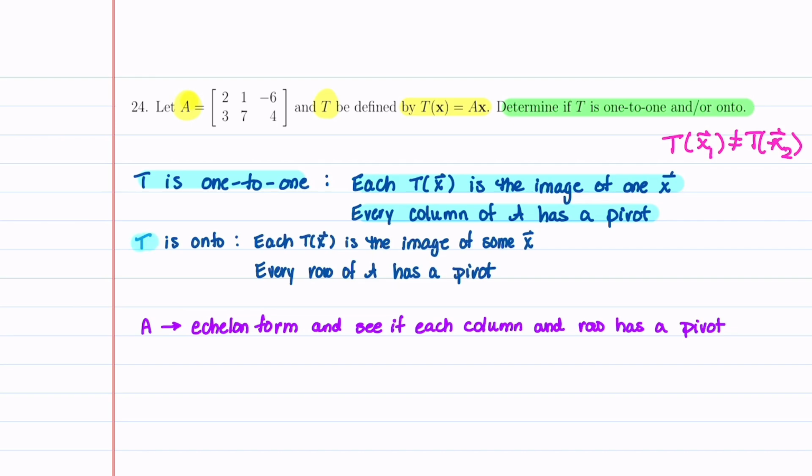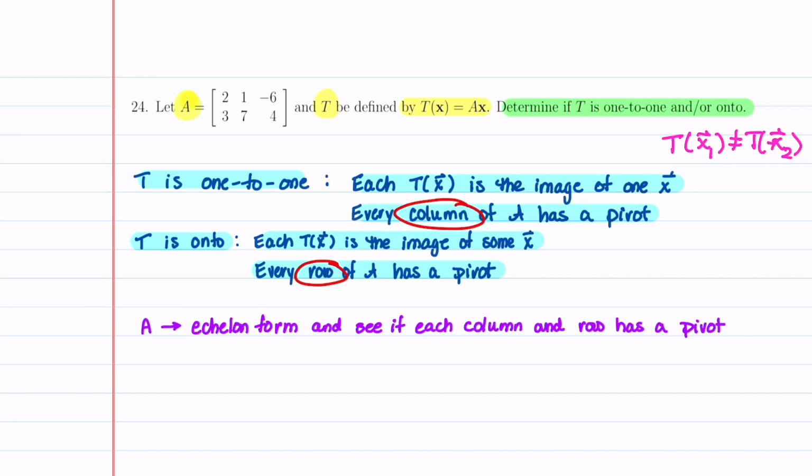Now let's look at an onto transformation. When we have an onto transformation, each T of X is the image of some X. This means that every T of X will have an X associated with it. This will happen when every row of A has a pivot. So when we're checking to see if T is 1-to-1, we have to look at the columns of A. And if we're checking if T is onto, we have to look at the rows of A.